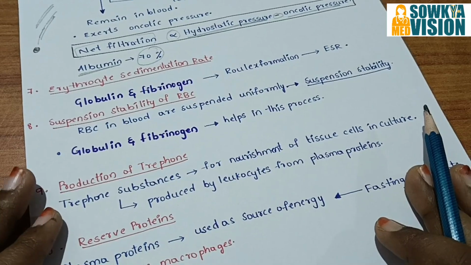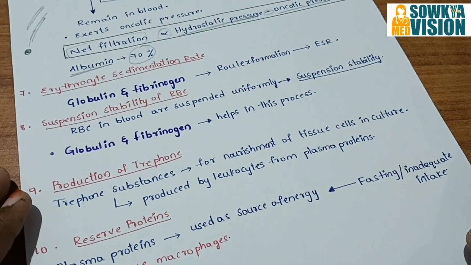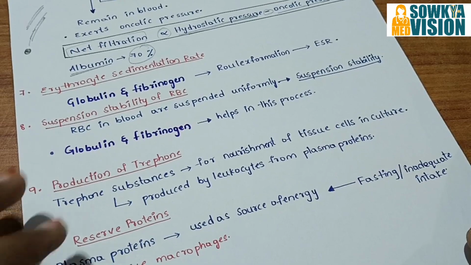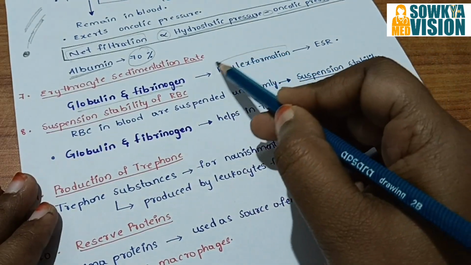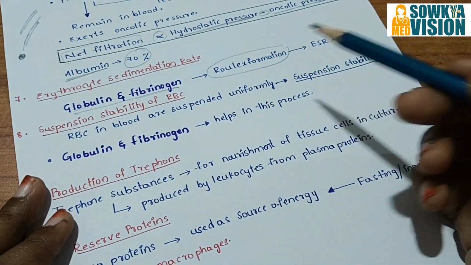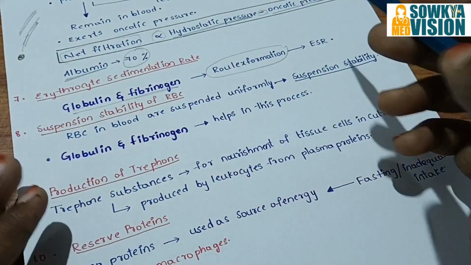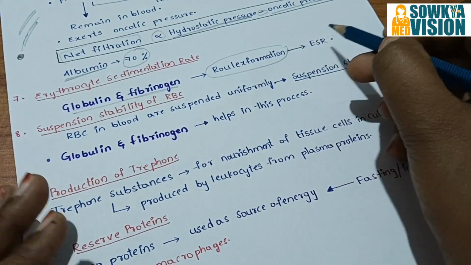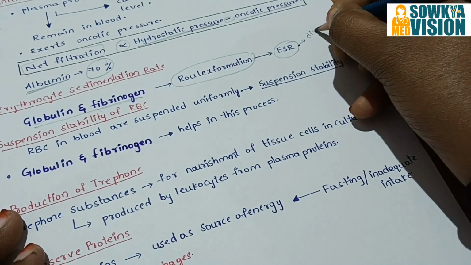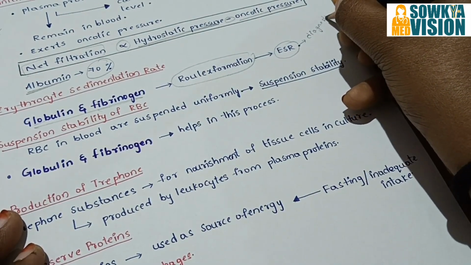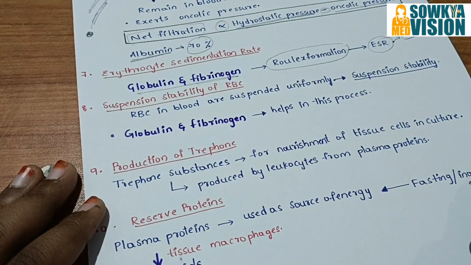Now let's see another function, erythrocyte sedimentation rate. The plasma proteins are also involved in erythrocyte sedimentation rate. The globulin and fibrinogen help in rouleaux formation, which is a property of red blood cells. The rouleaux formation by globulin and fibrinogen is involved in the ESR, which is helpful in diagnosis and different examinations and tests. And another function is suspension stability.